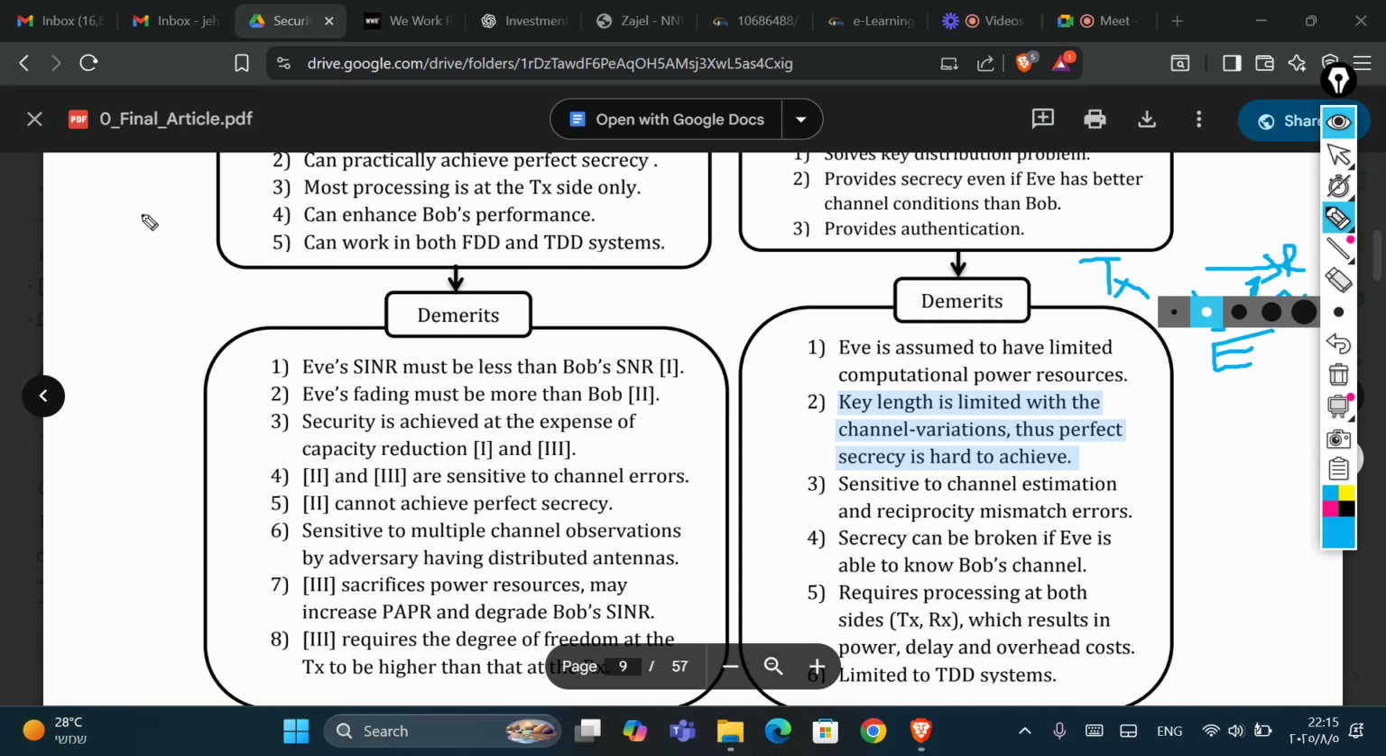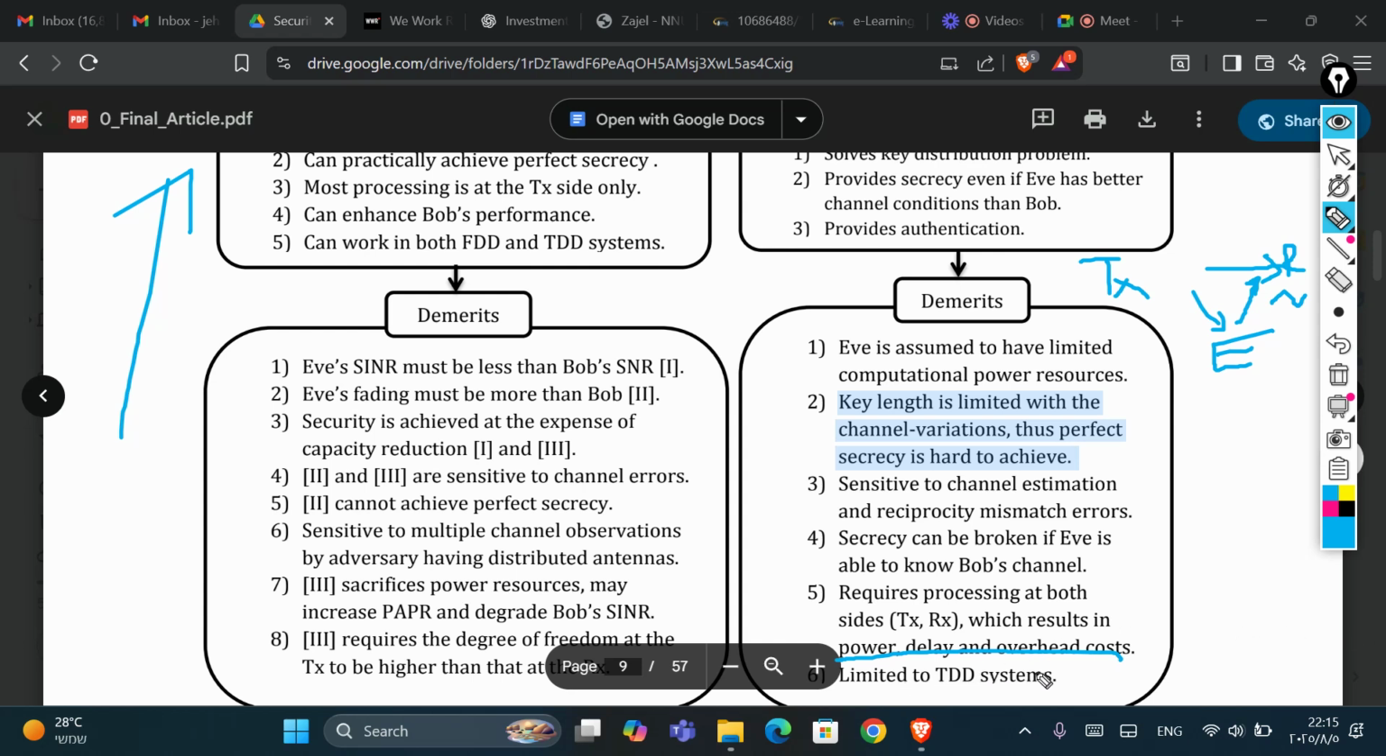In the other approach, the approach that we explained last lecture, we don't have to have keys at both sides. We can have some processing at only one side, and the other party can be left without any processing. This results in power, delay and overhead cost, especially for Internet of Things devices, because whenever you want to transmit any packet, you need to do some processing at the transmitter and some processing at the receiver.